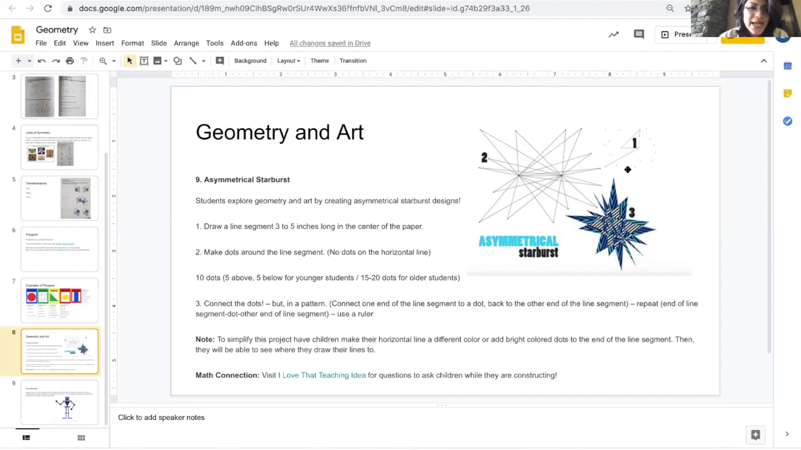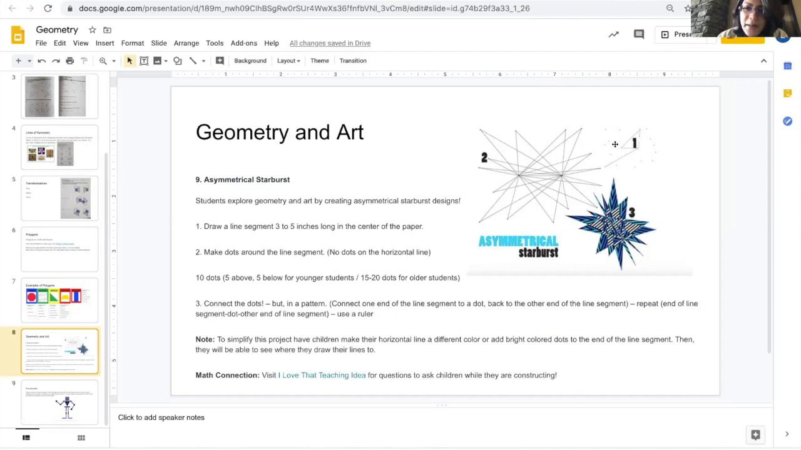And then you'll make dots around that line segment, no dots on the horizontal line. You can start with 10 dots, 5 above and 5 below to make it an easier starburst. If you want to get more complicated, you can go with 15 to 20 dots. Connect the dots then, but in a pattern.